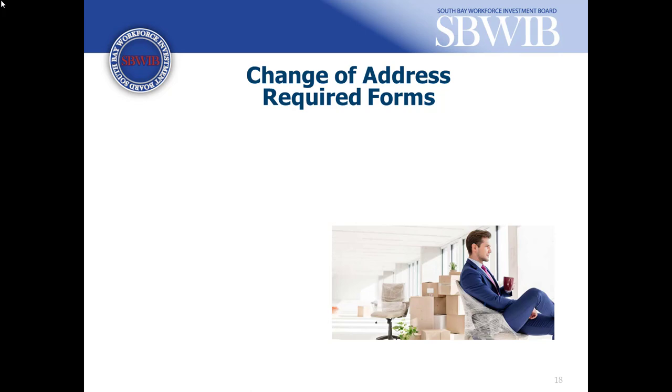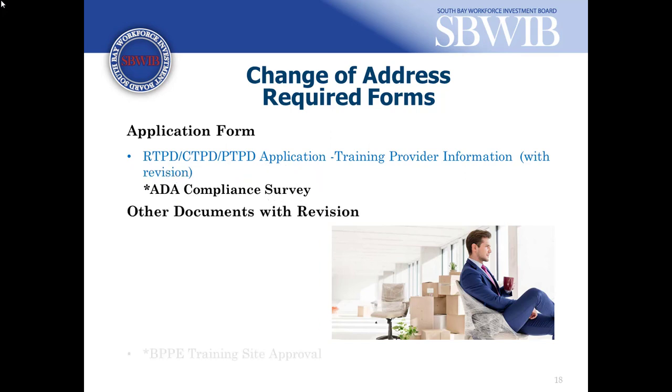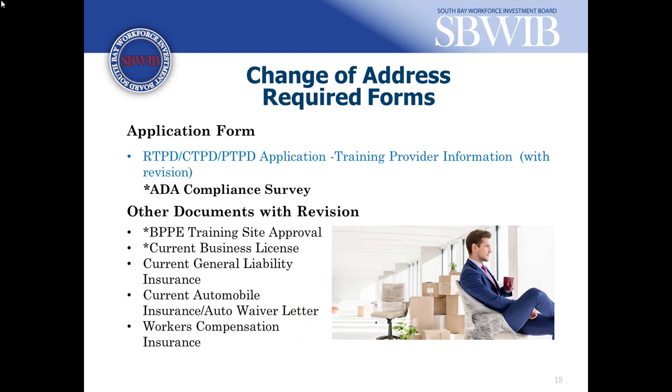When there is an address change, that requires an amendment as well. The application form needed is the training provider information form with the new address, and the ADA compliance survey, which will be given prior to the pre-award site visit to complete and turn in. The other documents needed are those listed. We need them with the new address where applicable. A pre-award site visit is required here as well.